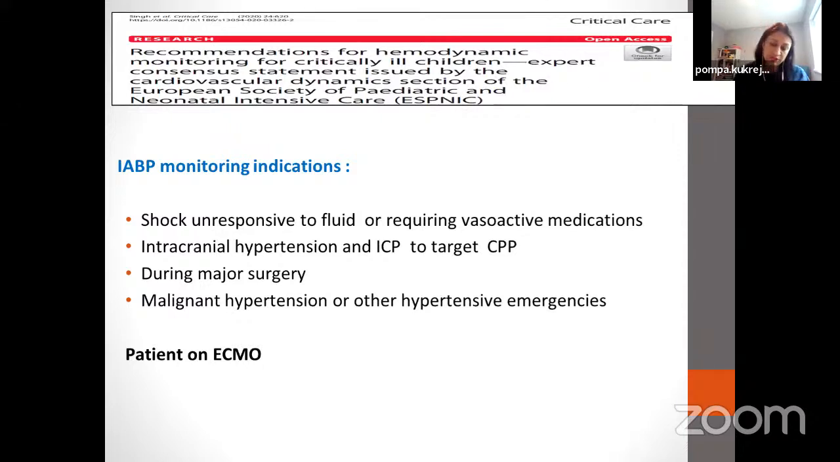The other thing, which is not mentioned in the guideline: we are an ECMO center, and we have a lot of patients on ECMO, so we do use IABP on ECMO. Similarly, if you're a transplant center, you would normally see that patients on VATS would have invasive arterial monitoring.